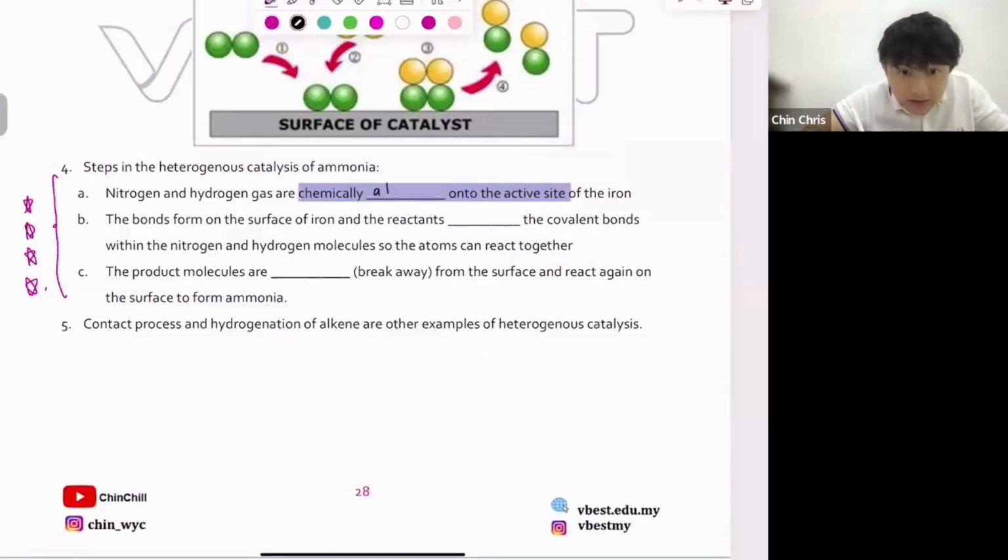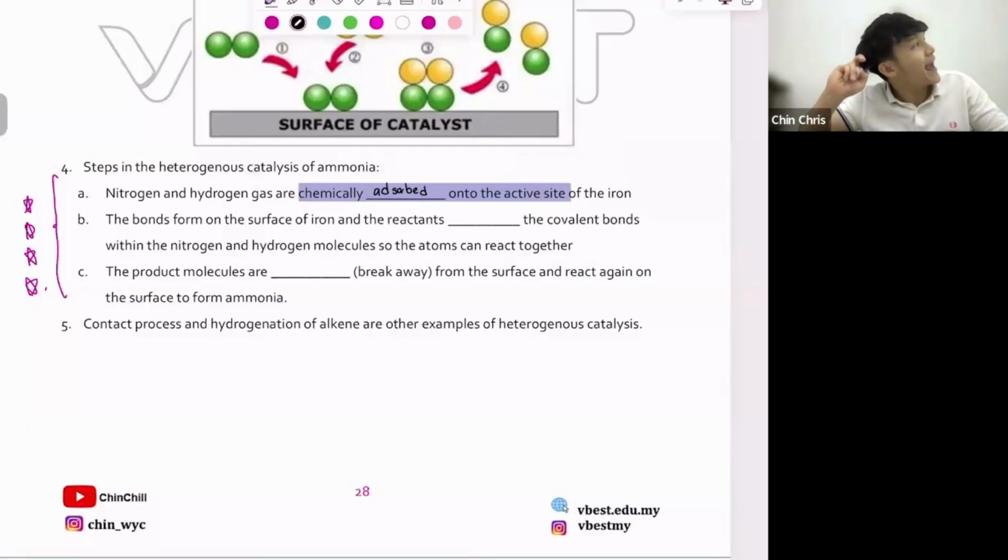Adsorbed. Chemically adsorbed. So guys, what is the meaning of adsorb? Adsorb is a surface reaction between gas and solid. Not absorb. Absorb means goes inside. No, adsorb means the reaction happens on the surface between the solid and a gas.